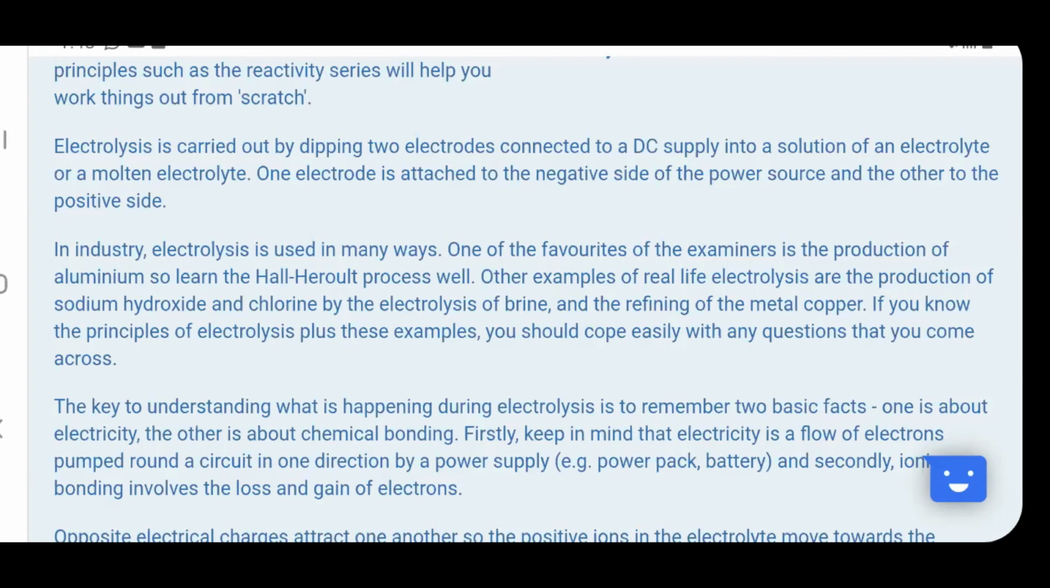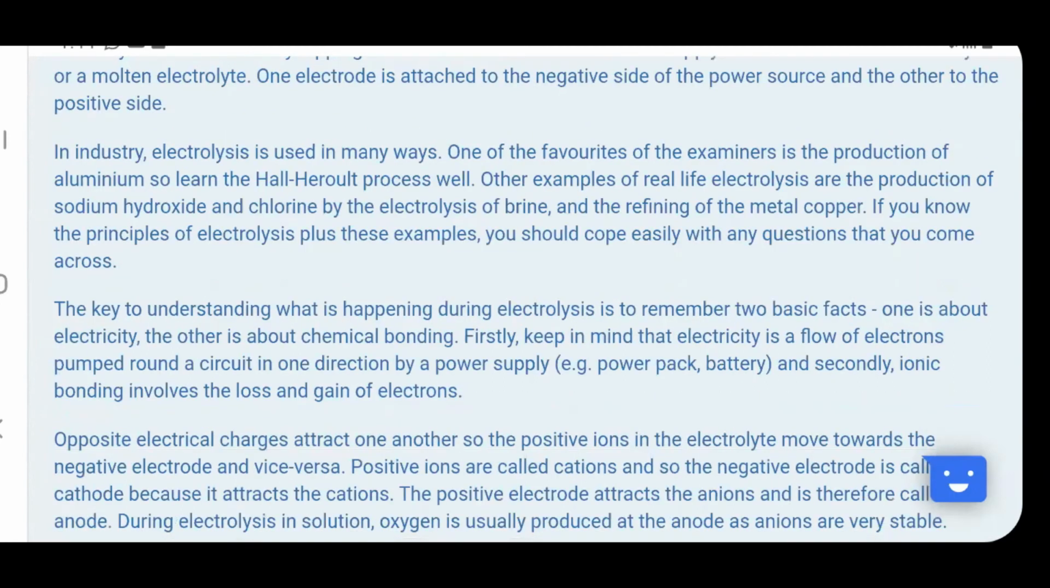The key to understanding what is happening during electrolysis is to remember 2 basic facts. One is about electricity, so true. The other is about chemical bonding. Firstly, keep in mind that electricity is a flow of electrons pumped along a circuit in one direction by a power supply. It's either a power pack or a battery. And like we just mentioned, keep in mind that electricity is a flow of electrons, right? Pumped around a circuit, a battery, in one direction by a power supply.